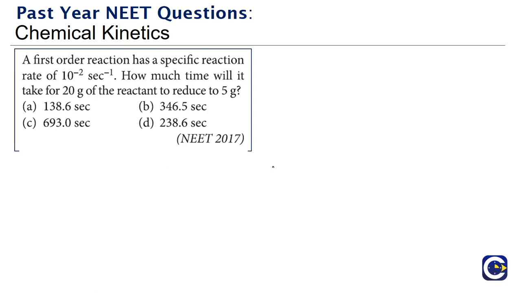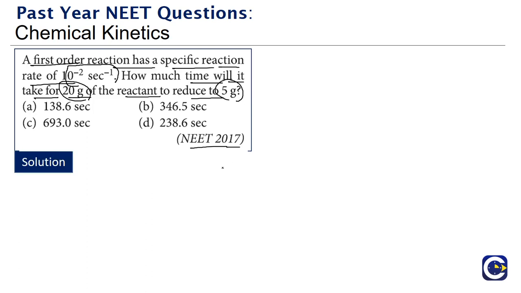Next we have a question that has come in the NEET 2017 paper. A first order reaction has specific reaction rate. So specific reaction rate is also called the rate constant. The value is 10 power minus 2 second inverse. How much time will it take for 20 grams of the reactant to reduce to 5 grams? So here we have to take the initial amount to be 20 grams and final amount to be 5 grams. It's a straight question based on the use of the first order rate expression.